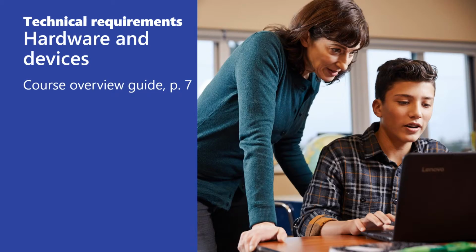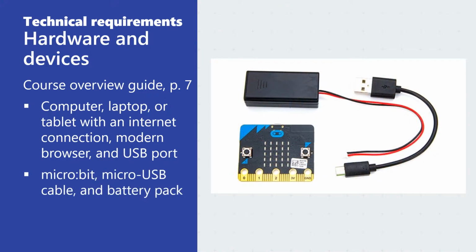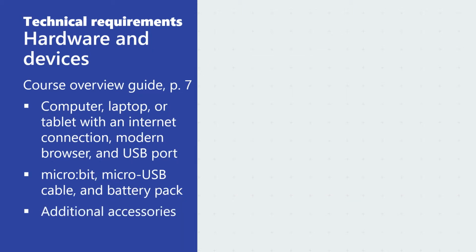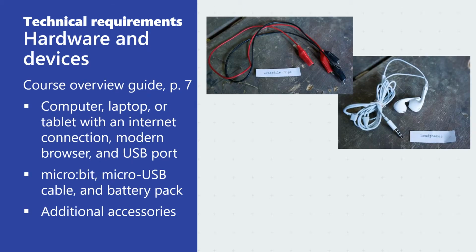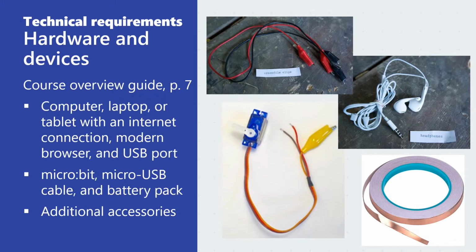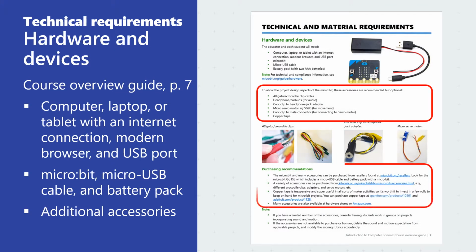The technical requirements are found on page 7 of the course overview guide. The educator and each student will need a computer, laptop, or tablet with an internet connection, modern browser, and USB port, and a microbit, micro USB cable, and battery pack. To allow the project design aspects, additional accessories are recommended, such as crocodile clips, headphones or speakers, copper tape, and servo motors. Be sure to see this section of the guide for the complete list and purchasing recommendations.